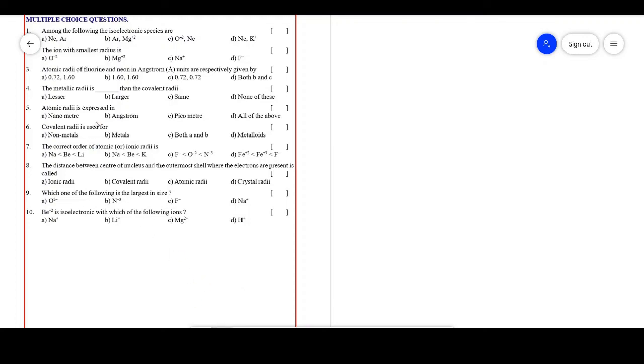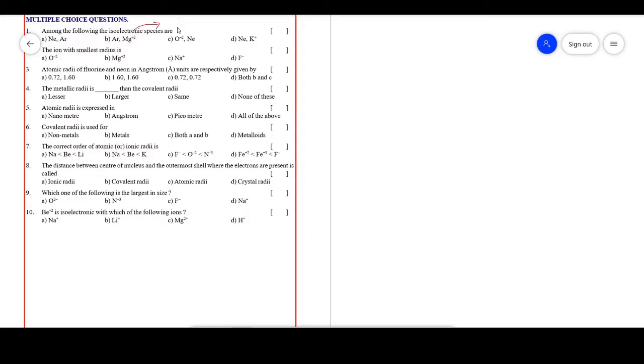So let us do some questions on atomic radius. So see this first question. Among the following, the isoelectronic species are. So what is meant by isoelectronic species?